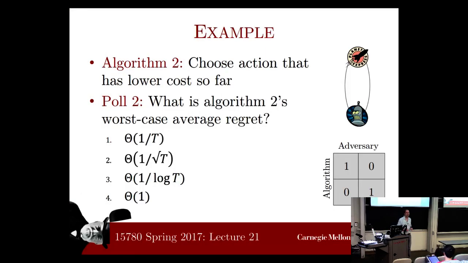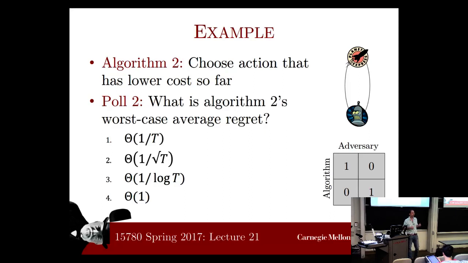So now I'm going to look at a slightly more clever algorithm. What I'll do is, in each round, the algorithm will choose an action that has a lower cost so far. So I look at the history. I don't know the future, but I check which of the two actions, up or down, has lower cost so far, and that's the action that I choose. Okay, so that seems to be a reasonable choice, right?